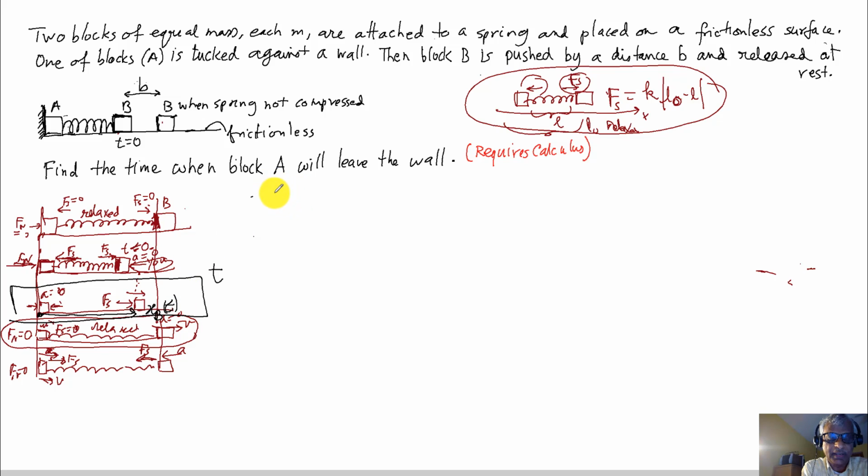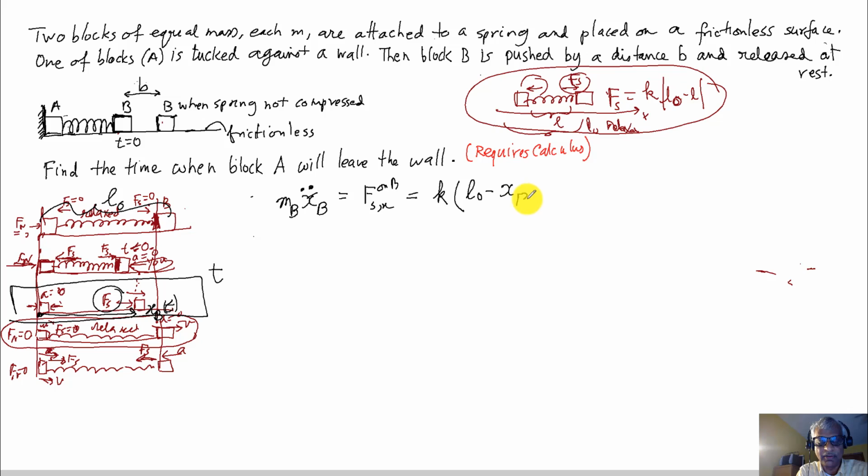Let's write down the equation for the xb coordinate: mass of b times the xb acceleration should be equal to the x component of the spring force on b. It's going to be on the right, so it's going to be positive k. The original length is L0, so k times (L0 minus xb). This is at time t.